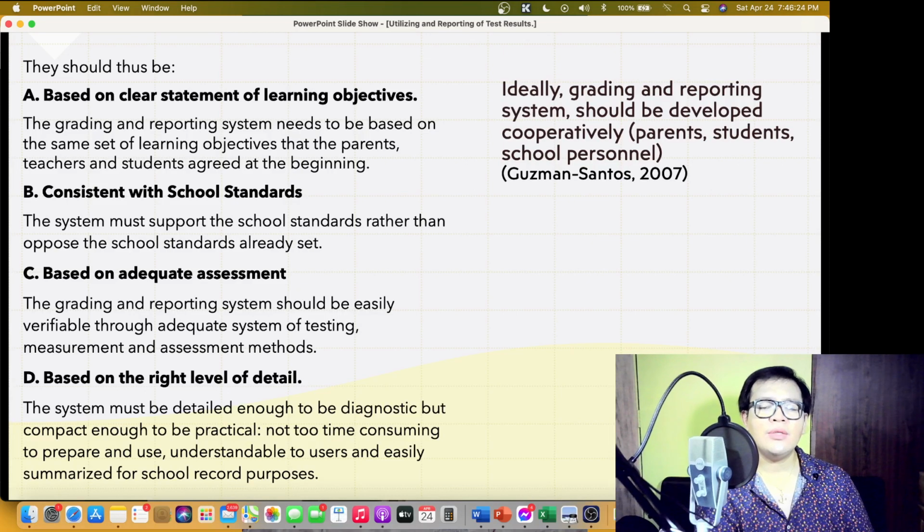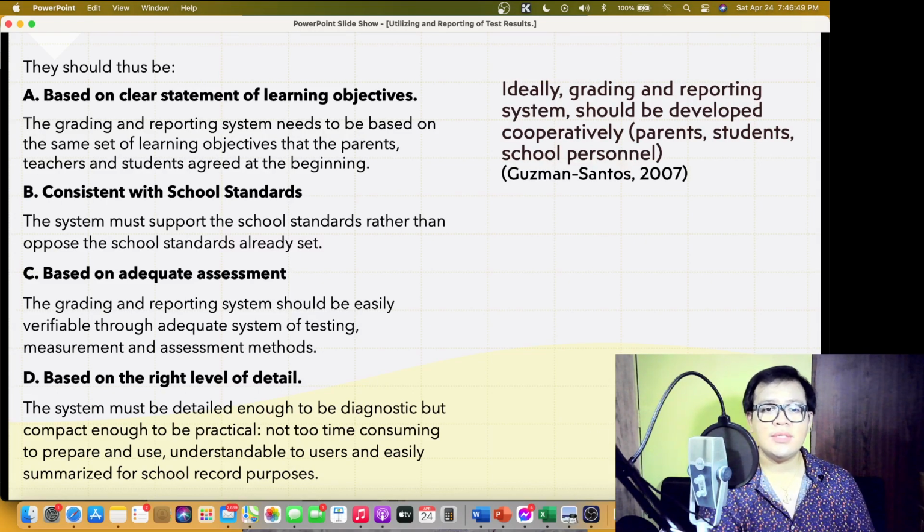And Guzman Santos also added, ideally, grading and reporting systems should be developed cooperatively. This should be with parents, students, and school personnel or administration. And all of them should always be based on clear statements of learning objectives. That means to say that the grading and reporting system needs to be based on the same set of learning objectives that the parents, teachers, and students agreed on at the very beginning.